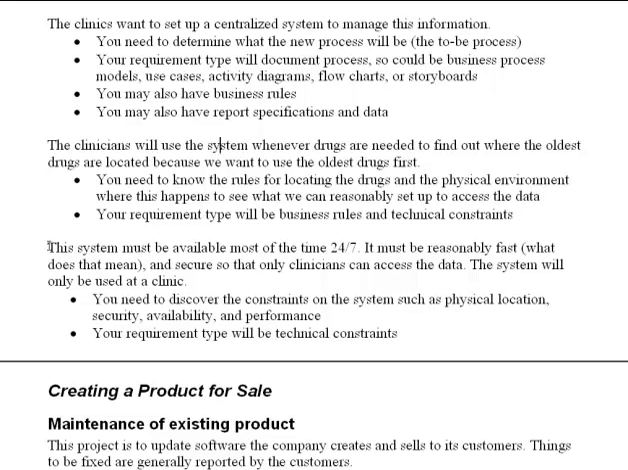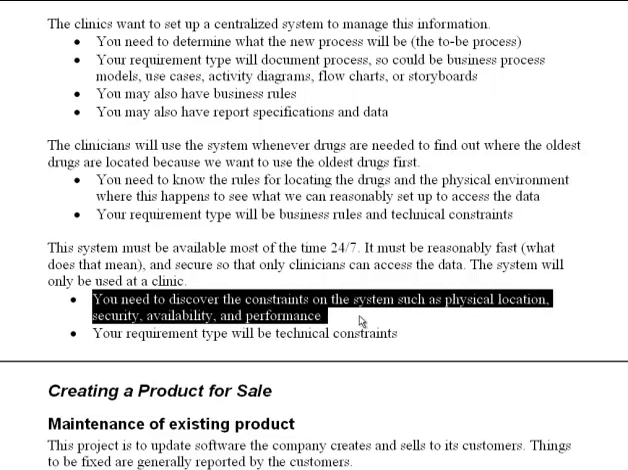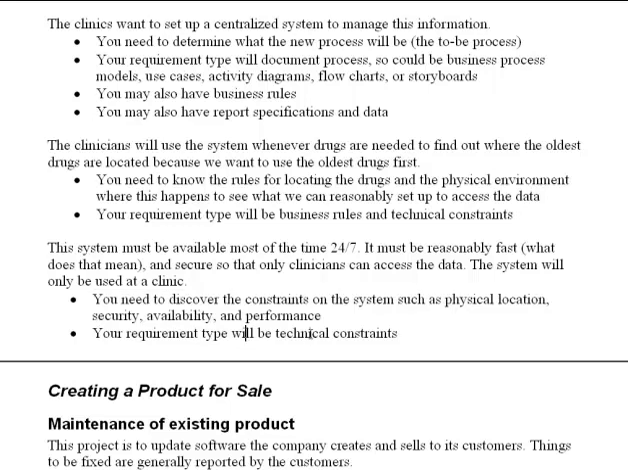And finally, this system must be available most of the time, 24/7. It must be reasonably fast, whatever that means, and secure so that only clinicians can access the data, and the system will only be used at a clinic. Okay, so now we know it isn't going to be used out in the field. People are going to come into a clinic. But we need to discover what all these constraints are on the system: physical location, security, availability, performance, other kinds of constraints. And so our requirement type here are our technical constraints.